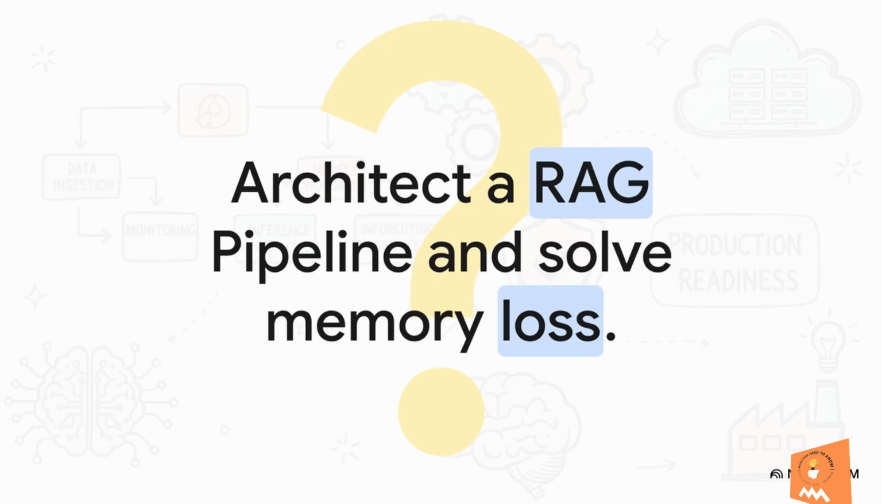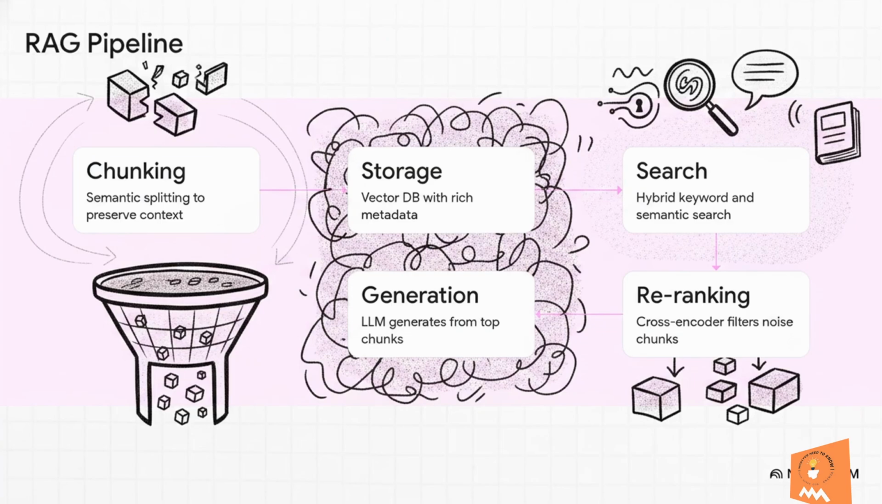Let's keep the momentum going. Round 6, questions 23 and 24. Architect an end-to-end RAG pipeline and solve the lost-in-the-middle phenomenon. Grab a whiteboard marker because I want to see your actual system architecture for an enterprise-grade retrieval system. Walk me through the pipeline logic step by step.